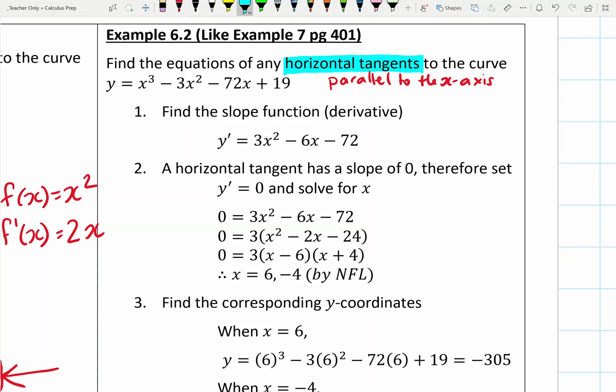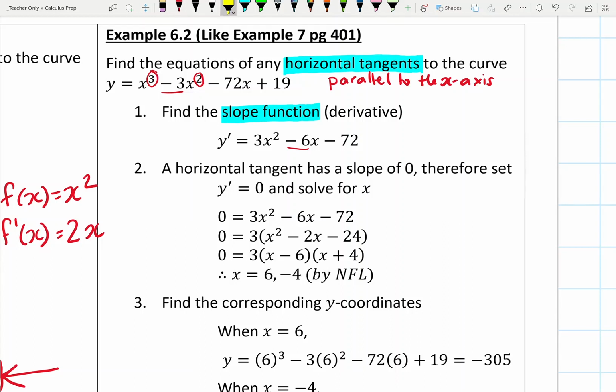First of all, we need to find the slope function. We don't have a point of interest yet, so we just start with the slope function and use our rules. So the 3 comes down as a factor out the front, and the index of 3 becomes a 2. Negative 2 times negative 3 is negative 6. The index decreases by 1 to give minus 6x. And negative 72x derives to negative 72, and 19 derives to 0. So make sure you can derive that using the rule reliably.